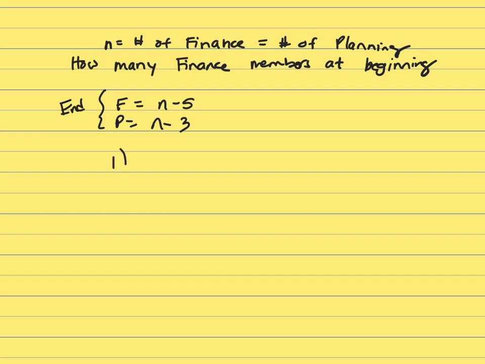All right, look at 1. The ratio of the total number of members. Well, how many total number of members do we have? We have N finance and N planning. So I've got N plus N or 2N.